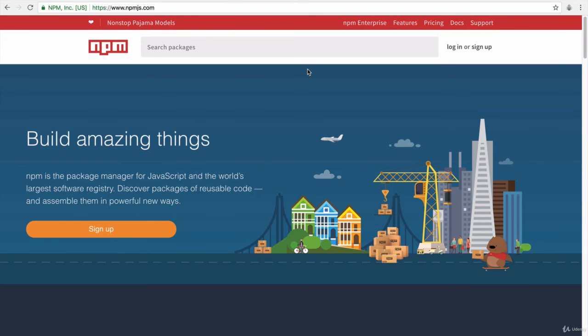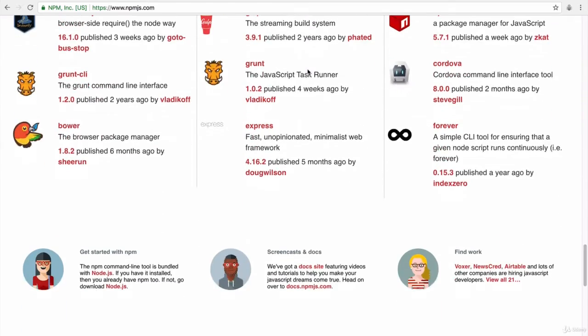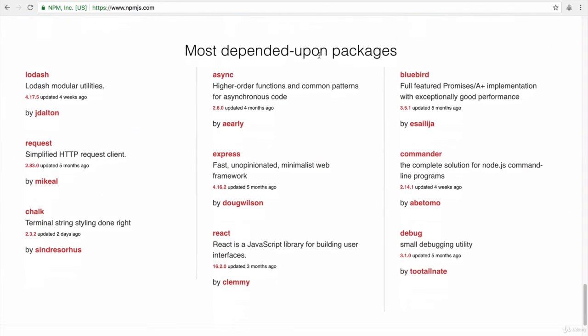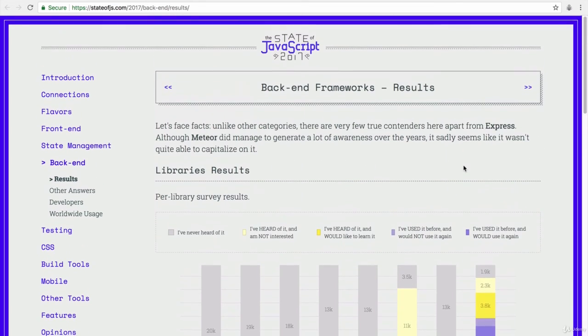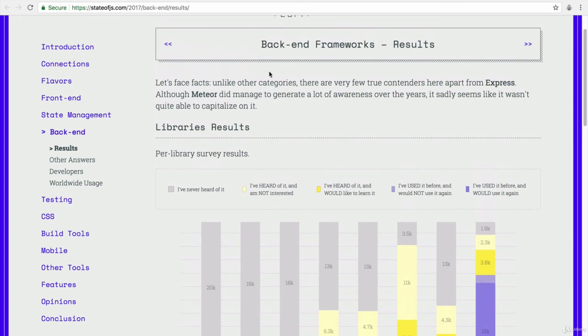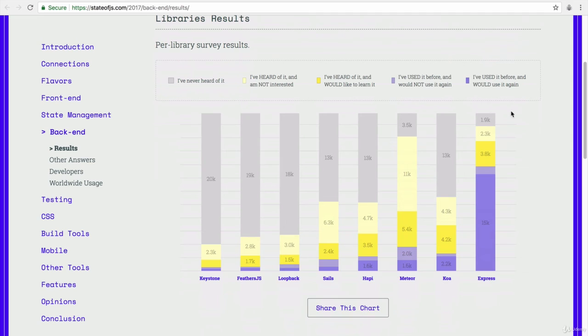In fact, if you go onto npm.com and you scroll down, you'll see that the most depended upon packages include Express. And if you have a look at the state of JavaScript, which is this annual survey for JavaScript programmers, you can see that when they surveyed these people on the backend frameworks, people really depend on Express. And if you have a look at this graph, you can see that "I've used it before and I would use it again" is massive for Express, whereas it can't really be said for the other sort of frameworks that help you to do the same thing. So it's a really, really big deal in the Node web development community.